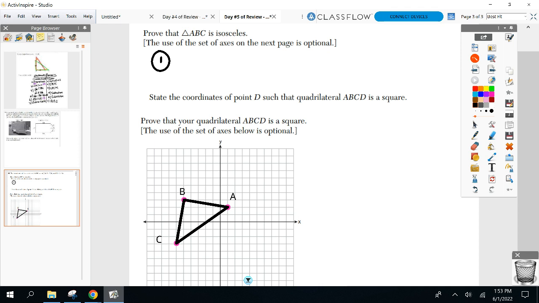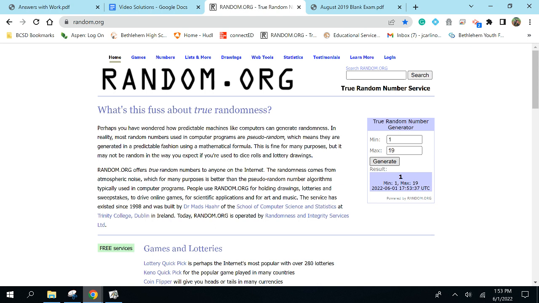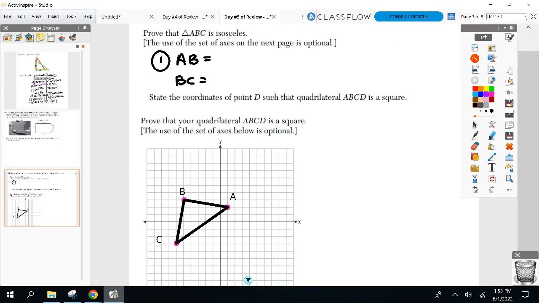AB, what do you think? AB and BC? Yeah, that's what I think too. So we're going to have to find the length of AB and the length of BC. How's that getting done? Meg, how am I going to find those lengths?